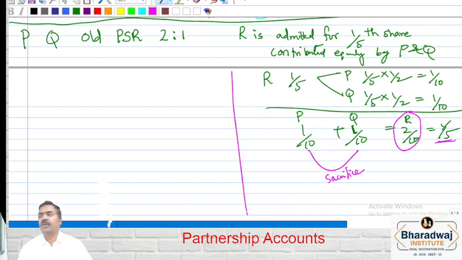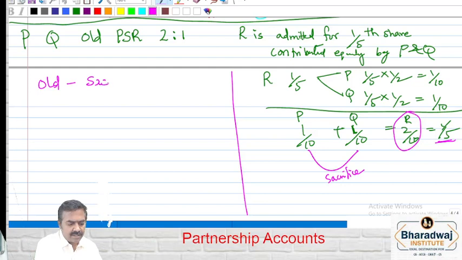Wait. How do we work out the sacrificing ratio? Old ratio minus new ratio gives us the sacrificing ratio. Now, from the old ratio, eliminate the sacrificing ratio and you will get the new ratio. Old ratio, eliminate the sacrifice done by the partners, and you will get the new ratio. For P and Q, what is the old ratio? 2 by 3.